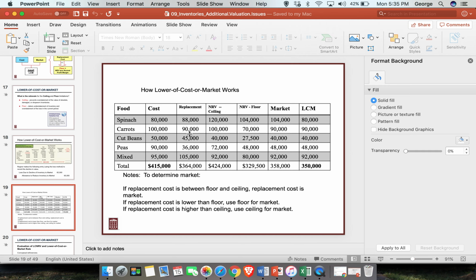So we talked about this one already. This was between floor and ceiling, 90,000. So that's our market for that.